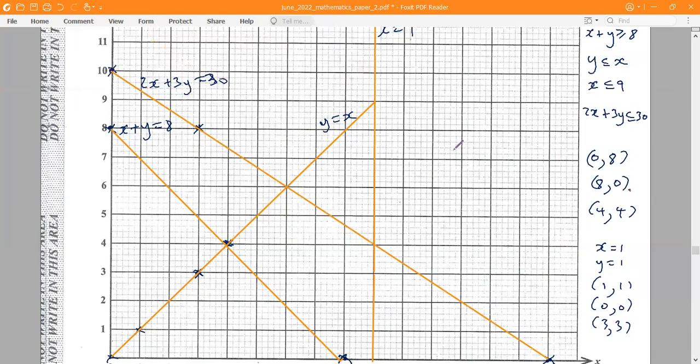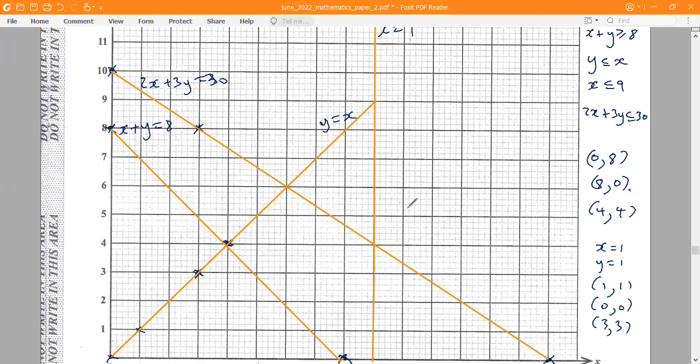We want to find the region which satisfies the following inequalities. x plus y is greater than or equal to 8. That will be above this line. More than is above, equal to is on the line, and less than is below the line. So you want a region above the line and including the line.